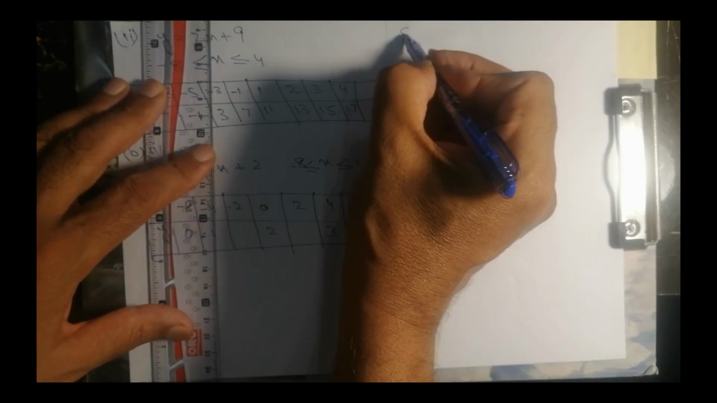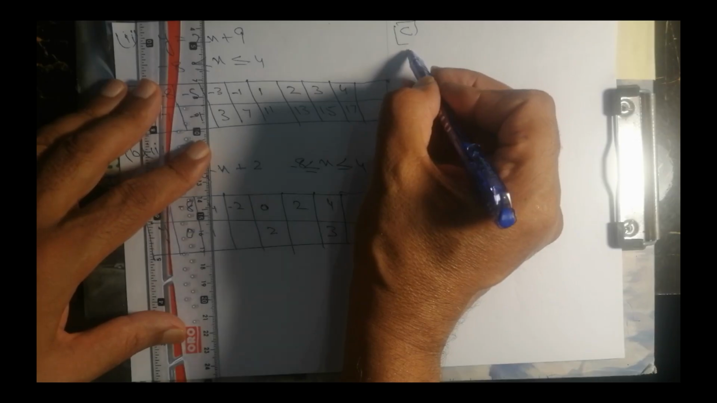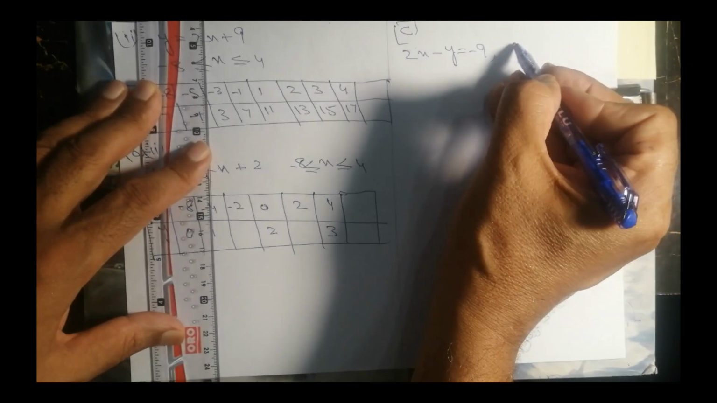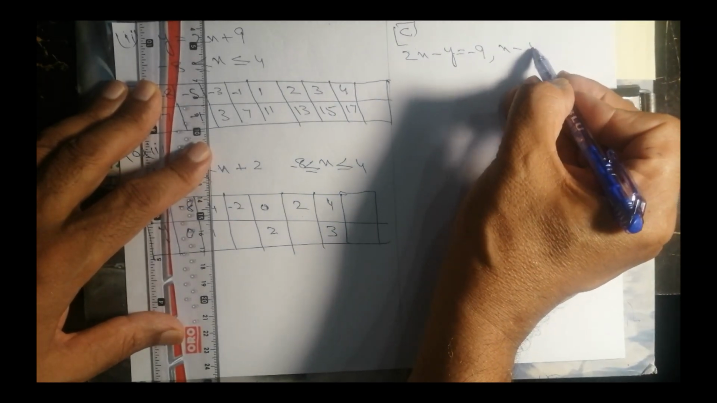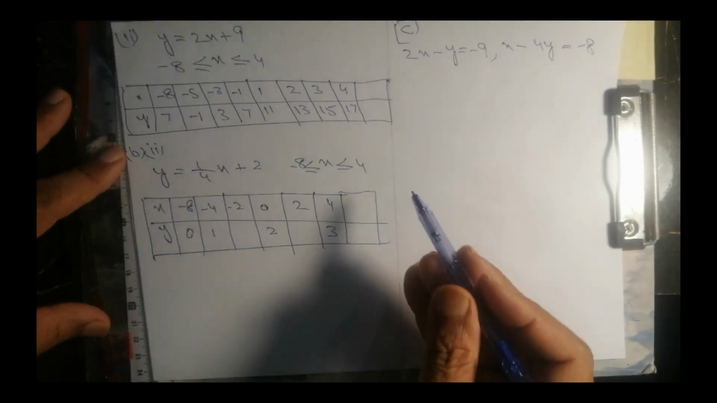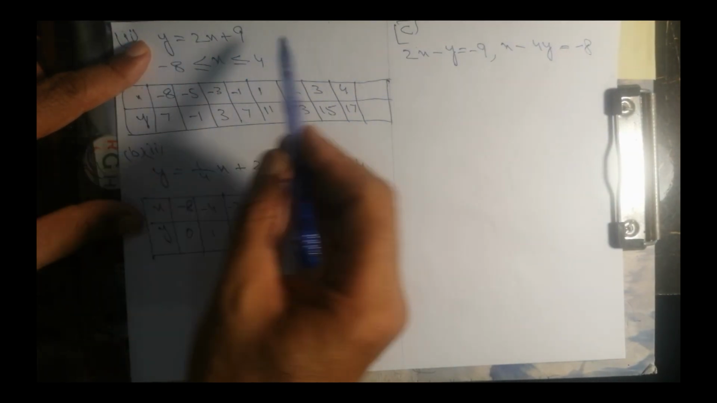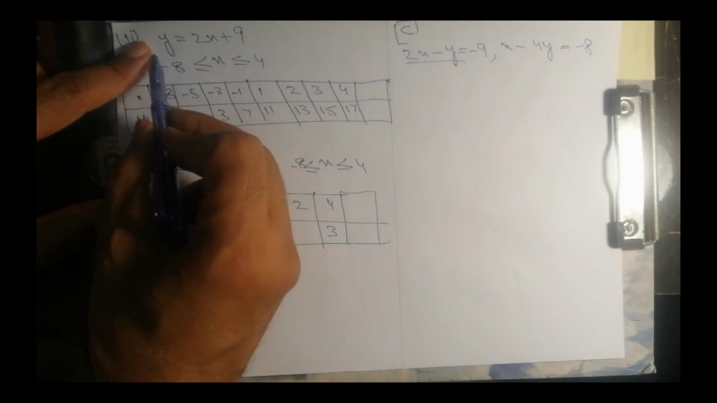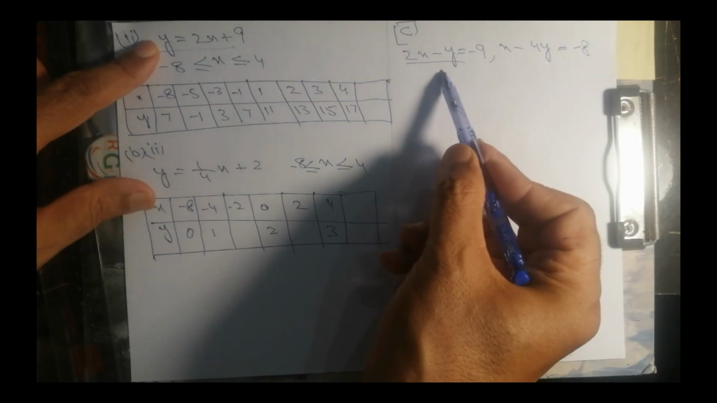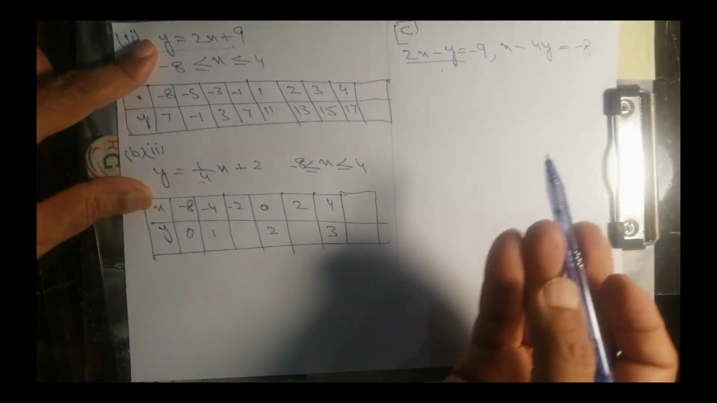Now part C of the same question. Hence solve the simultaneous equations 2x minus y equal to -9 and x minus 4y equal to -8. So actually, if we see the equations before we solve, this equation and this equation in part 2 are the same, and this equation and this equation are the same.